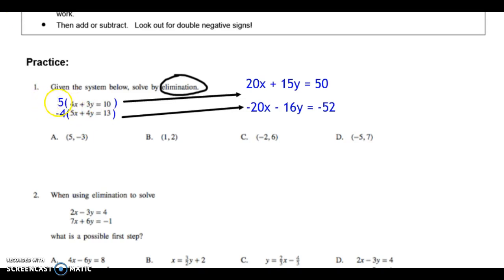Okay, I reformatted a little bit. I can tell you that 5 times this whole equation gives us 20x plus 15y equals 50. And then negative 4 times this whole equation gives us negative 20x minus 16y equals negative 52. We're going to combine these as like terms. These two eliminate, 20x and negative 20x, because we planned it that way. 15y and negative 16y give us a negative y. And 50 minus 52 gives us a negative 2. Well, if negative y equals negative 2, then positive y equals positive 2. So out of all of our choices, there's only one that has a y value of 2, and that's choice B. I didn't even have to find the x value because the y value is right there.